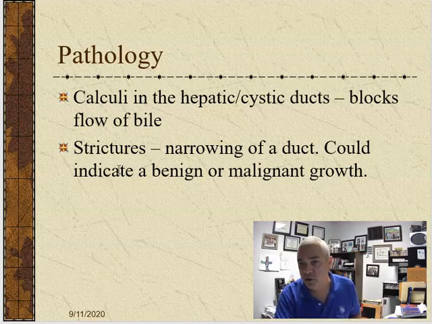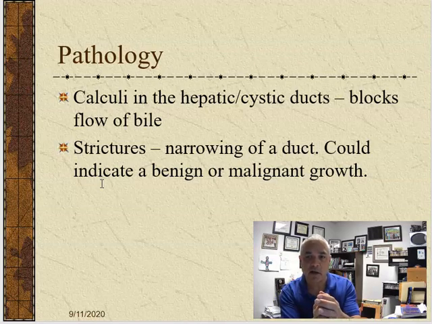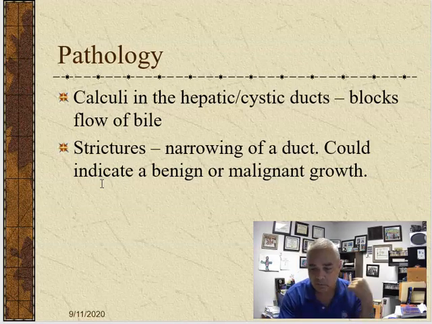And a stricture is just a narrowing of a duct. It could be because the duct is just getting skinnier idiopathically. We have no idea why. But there is a possibility that there could be a tumor close by, and as that tumor is growing, it's putting more and more pressure on the duct and causing it to kind of flatten out, and not be able to accommodate the flow of bile anymore like it used to.